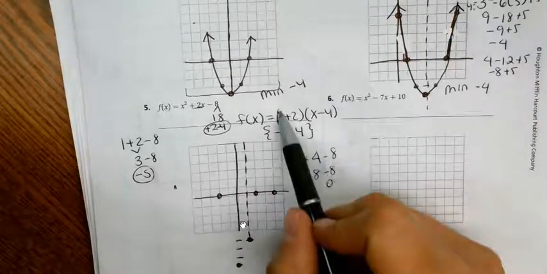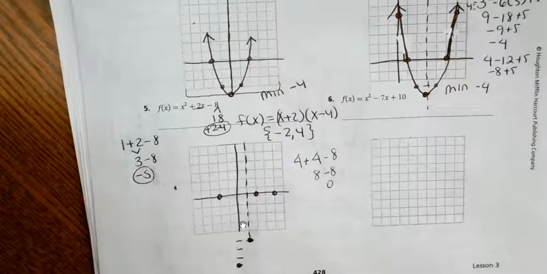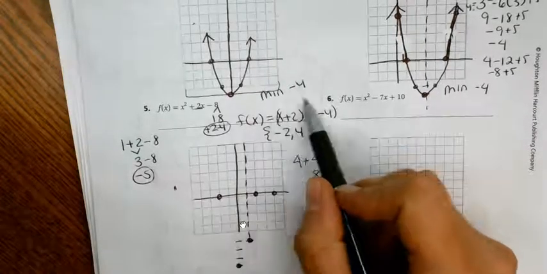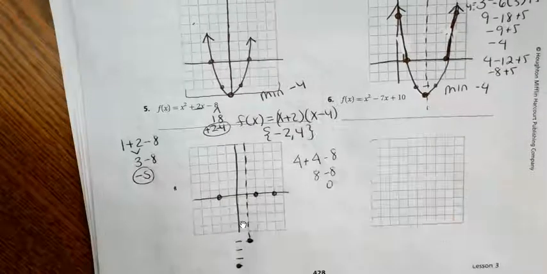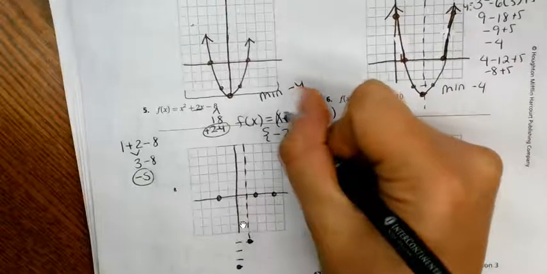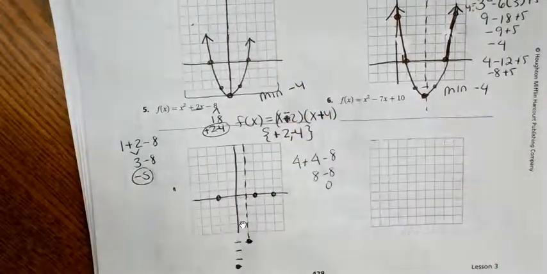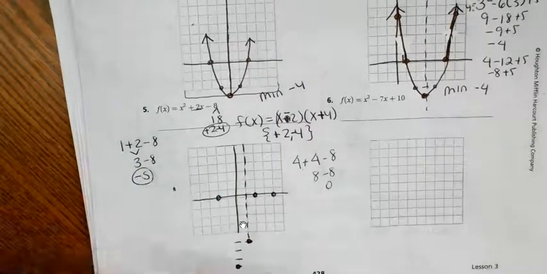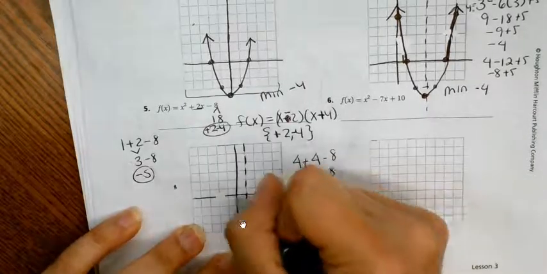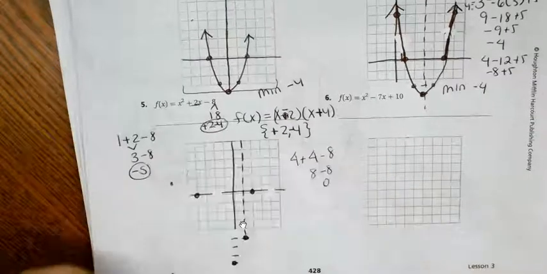X squared minus 4x plus 2x is negative 2x. I factored wrong. You guys see that? X squared minus 4x plus 2x is negative 2x. We need positive 2x. So we need positive 4, negative 2, which makes this positive 2, negative 4. Which changes that axis of symmetry.